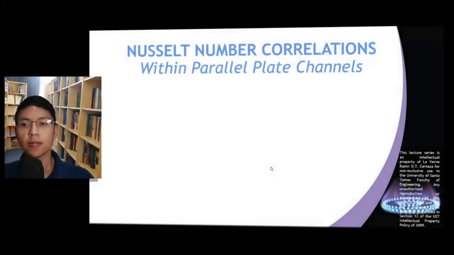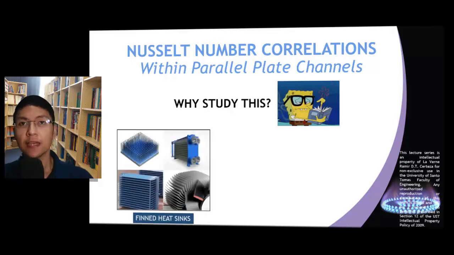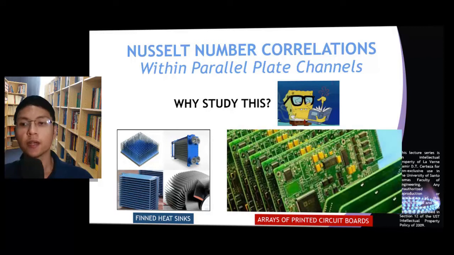Now let us go to the Nusselt number correlations for flows within parallel plate channels. Before we go further, you may ask, why do we need to study this? This topic is actually very important when we want to compute for the convection heat transfer coefficients in finned heat sinks in heat exchangers and in arrays of printed circuit boards within our electrical or electronic equipment. Now that you know the importance of learning this topic, we can now proceed with our discussion.